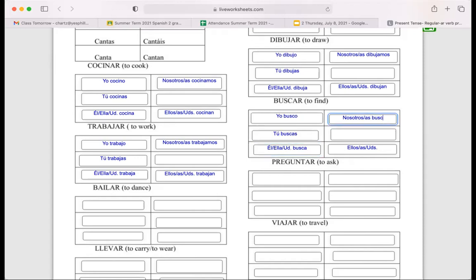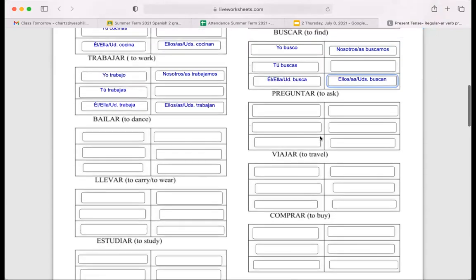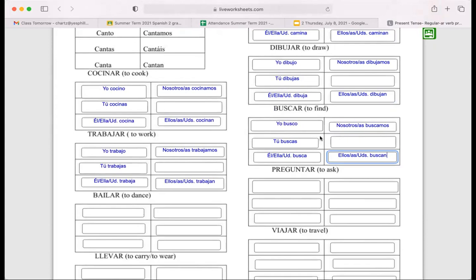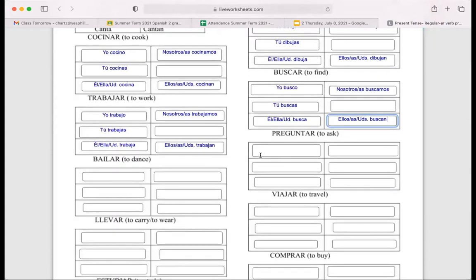For the nosotros form, what do we add? Amos. Yep. So nosotros or nosotras buscamos, which is "we find." Okay. And what do we add in the ellos and ustedes form? AN. Yep. So they or you guys find, ellos or ustedes buscan. Okay. So this is definitely starting to make sense. You want me to do more? I think I'm good.